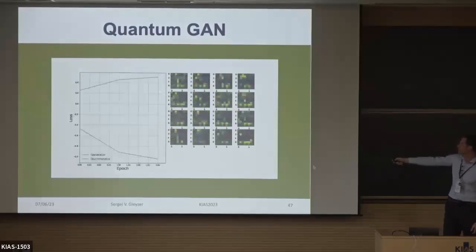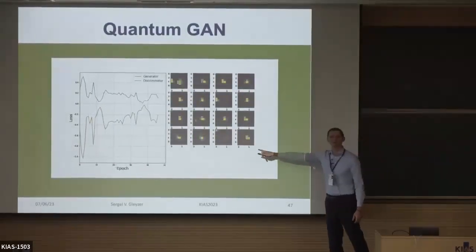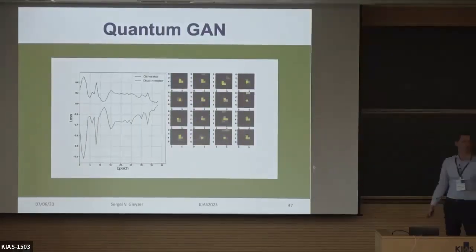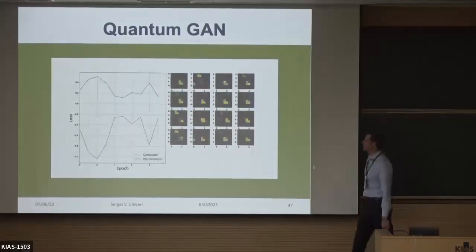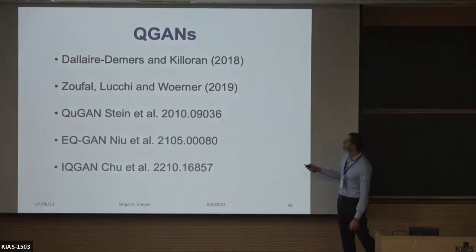You start to see something that resembles what you should get, but in fact, it's mode collapse, okay? And so you can't say, oh yeah, this is great. There's a quantum advantage to our quantum GAN. In reality, you still have to overcome this problem. And this, in fact, turns out to be the case for many of the current quantum GANs.